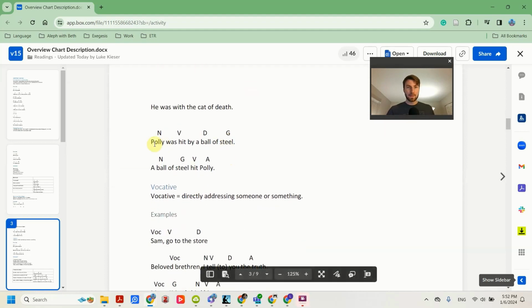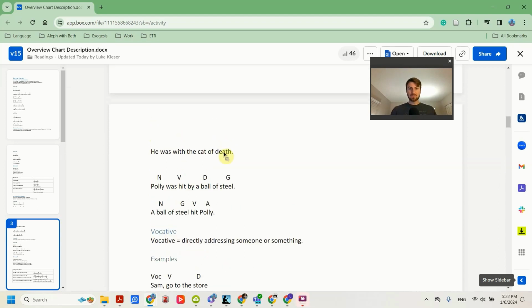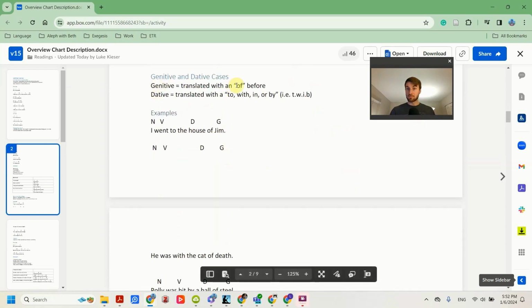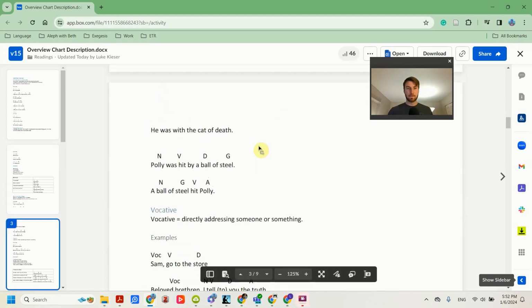Let's go down here. Polly was hit by a ball of steel. Polly is the subject of the verb. Was hit is the verb. By the ball, to, with, in, or by for the dative. So this is dative. And then the ball of steel, made of steel here. So of there telling you that this is genitive. Okay, so that is dative and genitive. Genitive, remember of. Dative, remember to, with, and by, or twib for short.